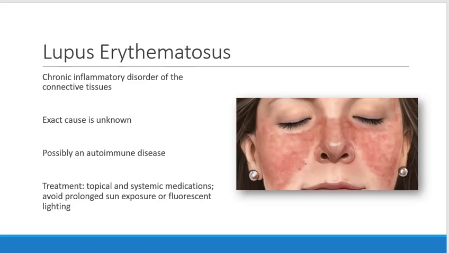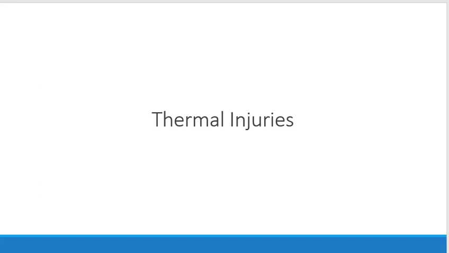Lupus, this is a chronic inflammatory disorder of the connective tissues. The exact cause is unknown, possibly autoimmune in nature. Treatment, topical and systemic medications. Avoid prolonged sun exposure or fluorescent lighting.